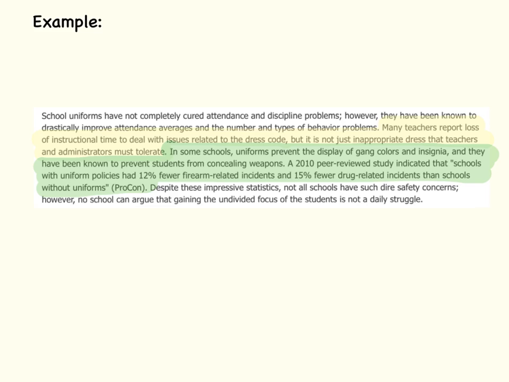Can you see anything wrong with this paragraph? Take a look at the topic sentence. What is the topic of this paragraph? The author claims that they are writing about attendance and discipline problems. However, the content of this paragraph only deals with discipline problems. This paragraph is missing some of the content.